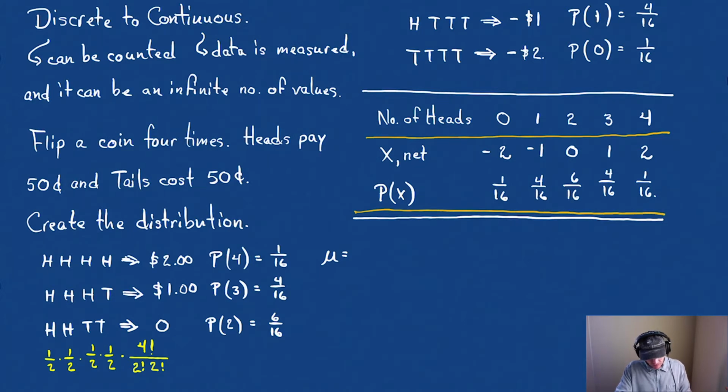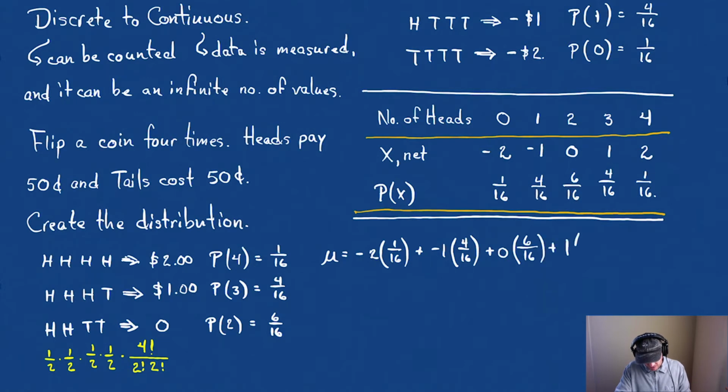Okay, so the mean is -2 times the probability, 1/16, plus the data value, -1 times the probability, 4/16, plus the data value of 0 times 6/16, plus the data value 1 times the probability of 4/16, plus the data value 2 times the probability of 1/16.